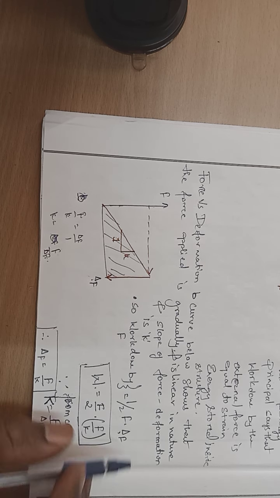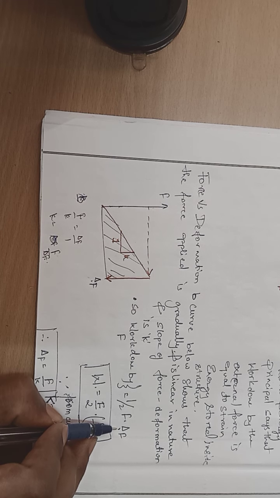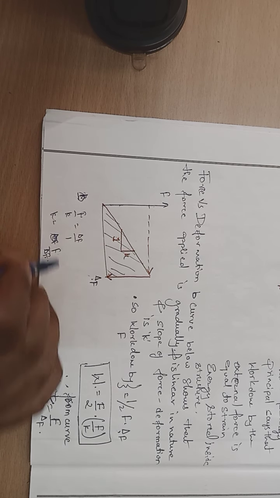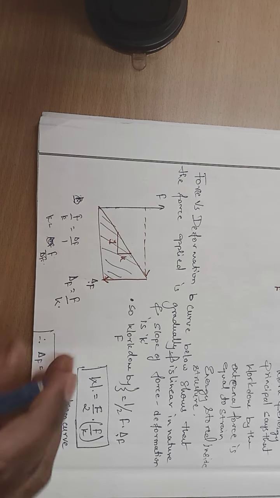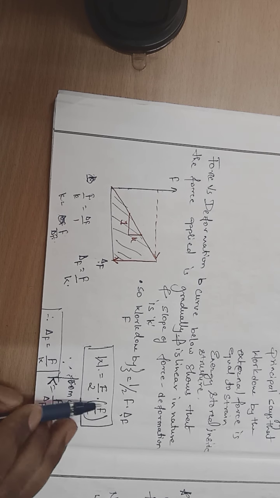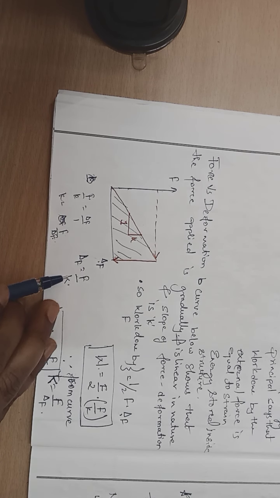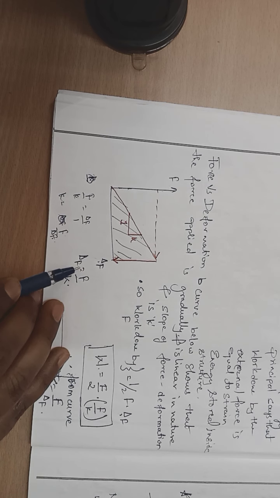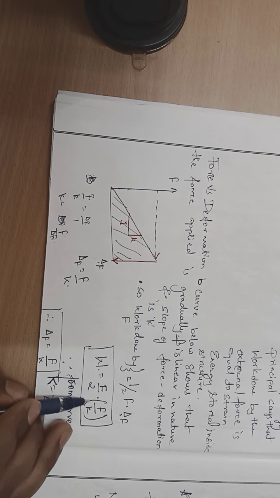Okay, so from this we can write F by 2 into delta F. This delta F can be written as F by K also. Any terms you can exchange here. So in this equation, what we want is W is equal to F by 2 into F by K. F by K, we know, is nothing but deformation. So just substitute this delta F in this equation, you will get F by 2 into F by K.